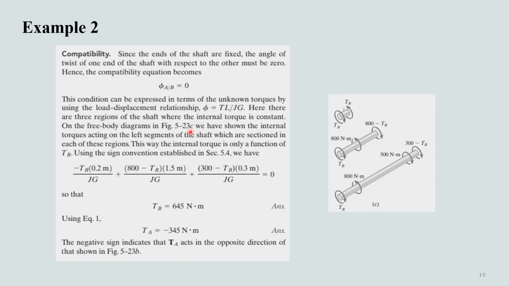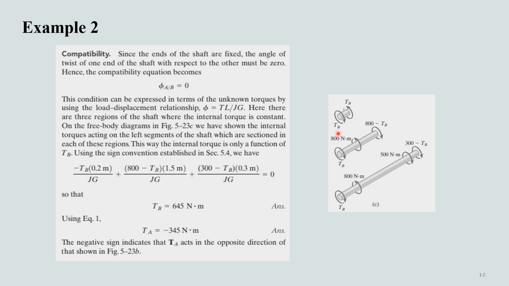Determine the unknown torques by using the condition of compatibility, which requires that the rotation of one end of the shaft with respect to the other end should be equal to 0. This condition can be satisfied by partitioning the shaft in different segments. So if we take three segments of the shaft before the location where the torque TA is applied, we can express the angle of twist in terms of the torque TB only.